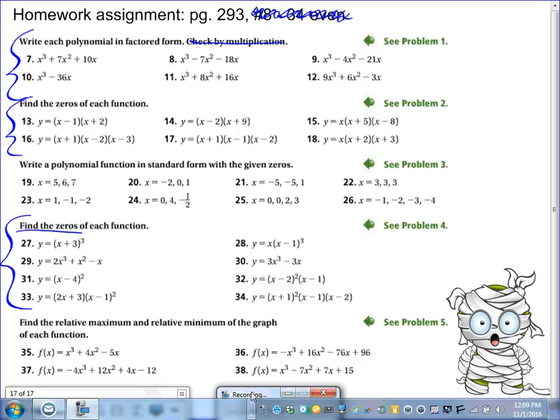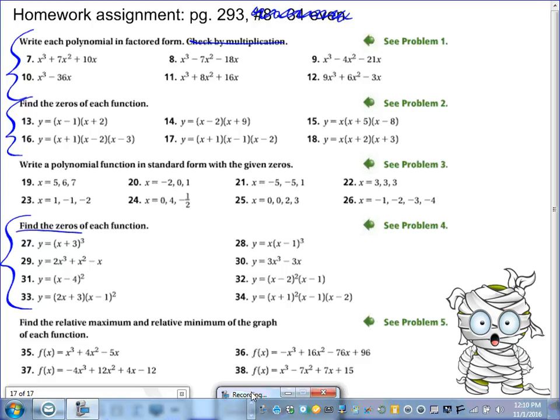So the top part, there's 6 problems. Write each polynomial in factored form. Are you solving? No. There's no equal sign. You can't solve. So you were just factoring this top part. Just factoring. Okay? The next part says find the zeros. Put 0 equals. Are they already factored? So how long will it take you to do those? Not long. Not long at all. Set them equal to 0 and solve them.